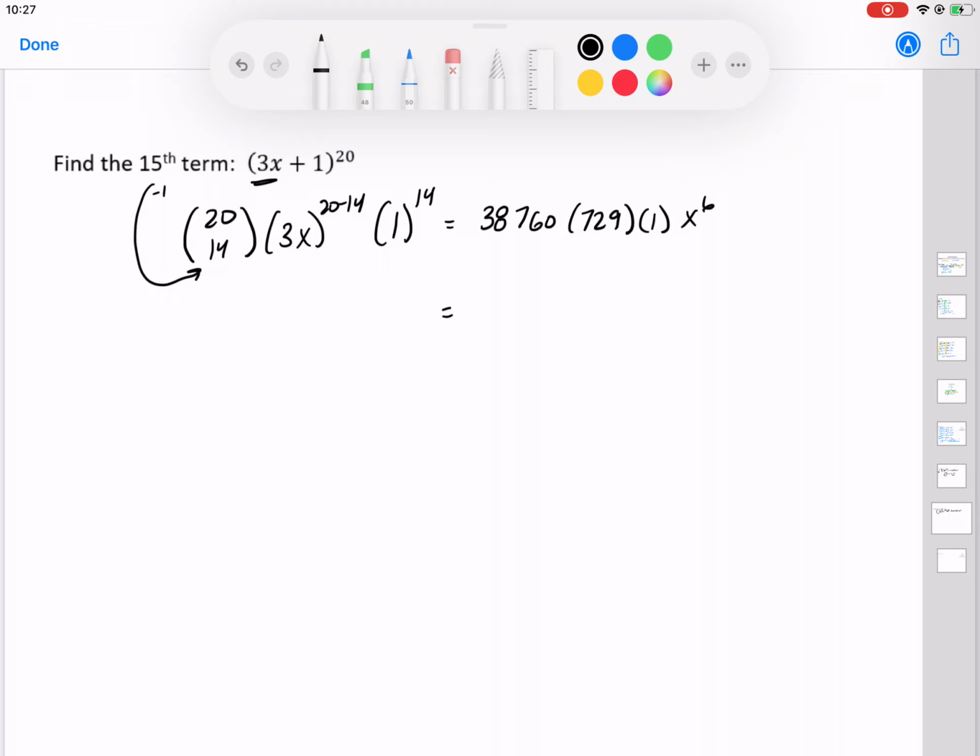And now we just got to multiply all that together. So 729 times 38,760 is 28,256,040 x to the 6th. And that's why the binomial theorem is super helpful.